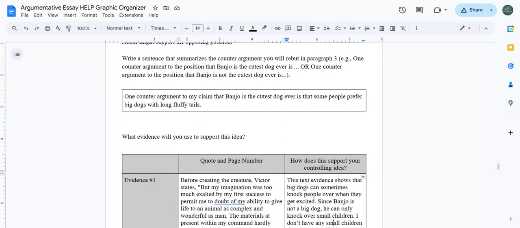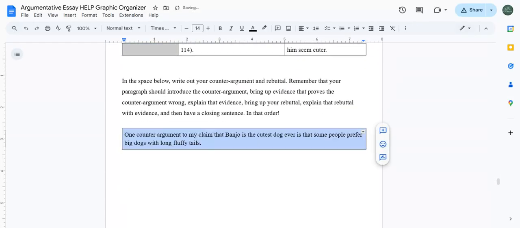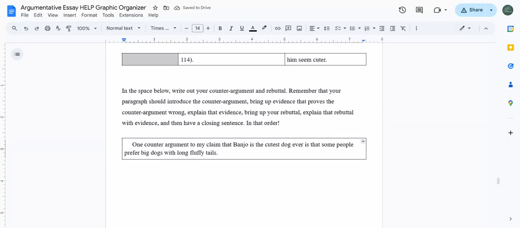That's this again. I don't have to rewrite it because I've already done a good job. So I can just go ahead and paste it right there. However, I can't forget to indent. 1, 2, 3, 4, 5. Now, what should I do next? Bring up evidence that proves the counter argument wrong.